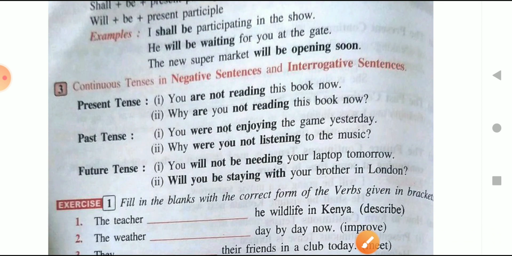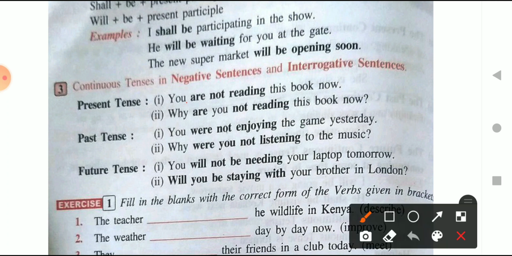Now let's talk about the negative and interrogative sentences. Negative means where we are using no, not, basically the negative sense, and interrogative is the question sense, right? So for present tense, what we are going to do? We are going to use are, not and the past participle of the verb. Now this is for negative sentences.